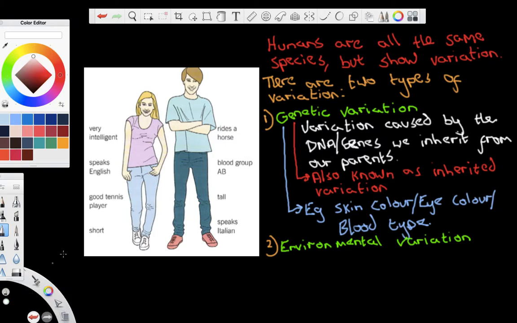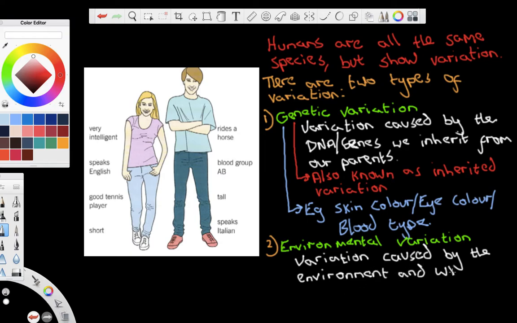So we can say variation caused by the environment and what happens during the lifetime. During lifetime.